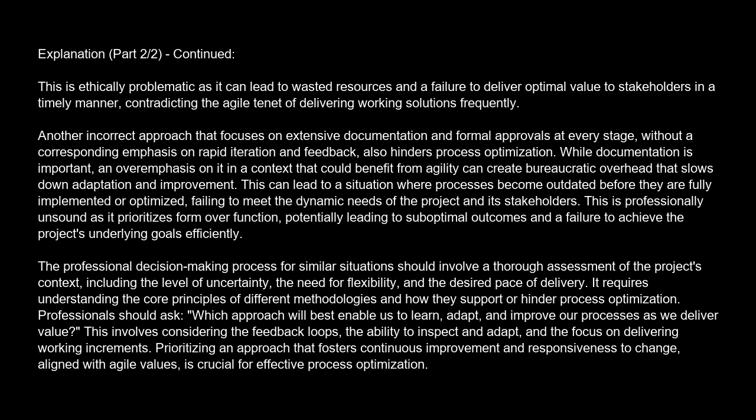The professional decision-making process for similar situations should involve a thorough assessment of the project's context, including the level of uncertainty, the need for flexibility, and the desired pace of delivery. It requires understanding the core principles of different methodologies and how they support or hinder process optimization. Professionals should ask, which approach will best enable us to learn, adapt, and improve our processes as we deliver value? This involves considering the feedback loops, the ability to inspect and adapt, and the focus on delivering working increments. Prioritizing an approach that fosters continuous improvement and responsiveness to change, aligned with Agile values, is crucial for effective process optimization.